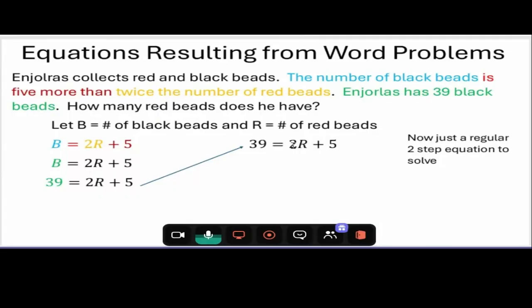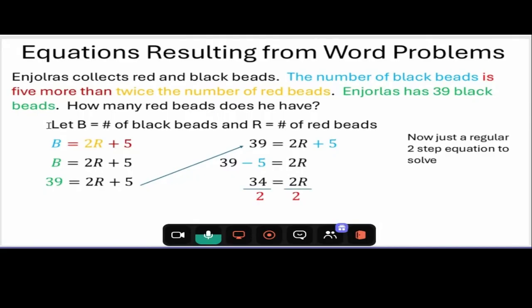I start by taking that 5 that's being added on the right and change it to 5 that's being subtracted on the left. 39 minus 5 is 34. And now to get the R by itself, I divide both sides by 2, like so.